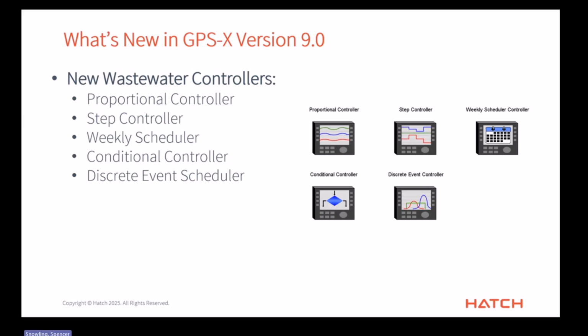So there are these five new wastewater controllers. We talked about the proportional and the step controller last time. The three other ones we'll be talking about today: the weekly scheduler, the conditional controller, and the discrete event controller.